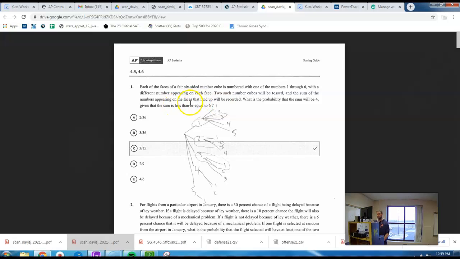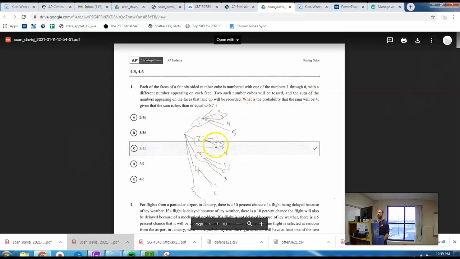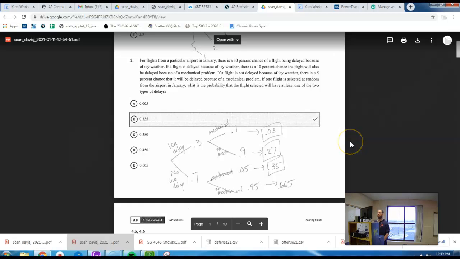So within those ways, what's the probability the sum is 4? Well, there's 1, 2, 3 ways that can happen, so it's 3 out of 15.